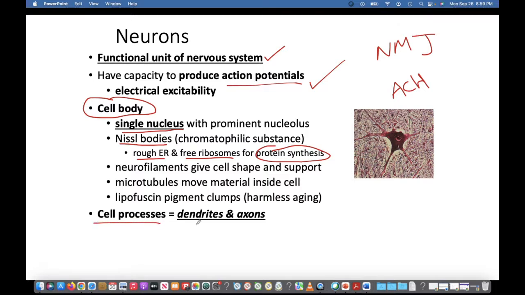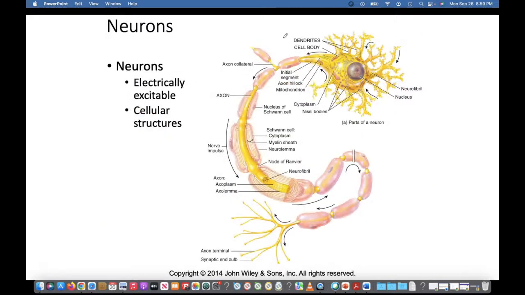We have cell processes, predominantly dendrites and axons. When we look at a neuron here, we can see that we have dendrites, which comes from the Greek word dendra, which means branches. So these are the branches of a tree. And then we have a region here called an axon hillock, which is this kind of dilated triangular part of the axon. But the axon is all of this, right? It's everything distal to the axon hillock.